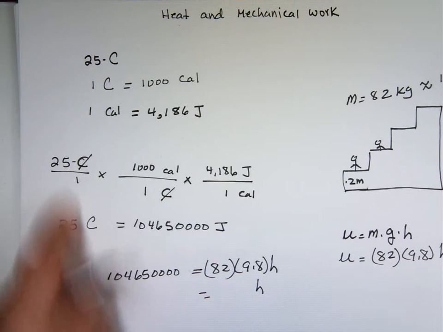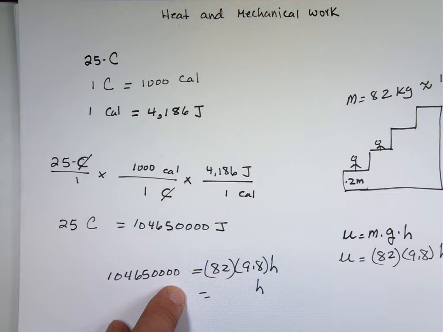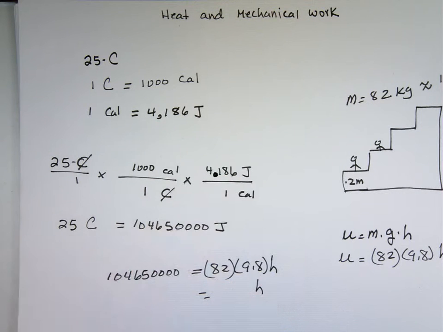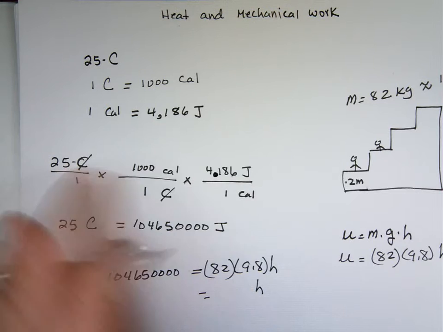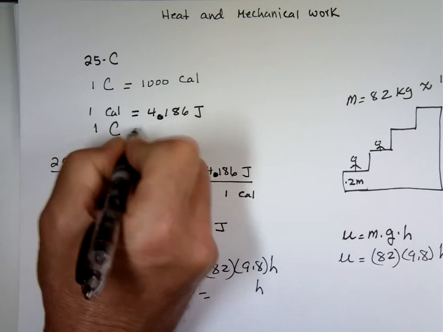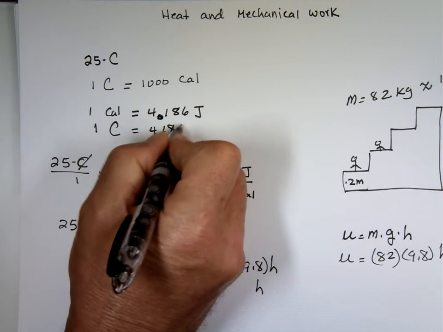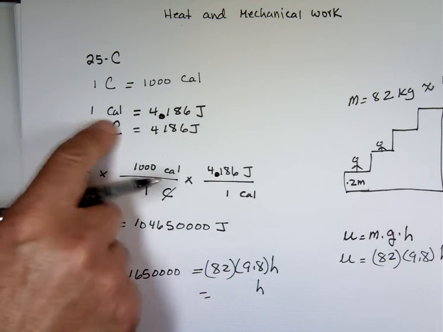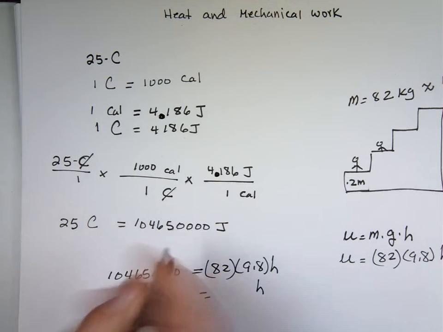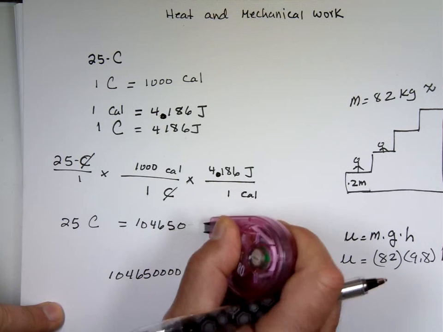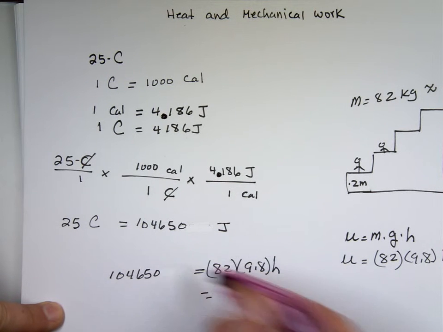No, it should be 104,650 because that 4,186 is 4.186 per thousand. One big Calorie, one capital C, is 4,186 joules. You're right. So 1 calorie, small one, is 4.186. So move the decimal point 3 places. So we lose three zeros here. I'm saying you got to climb a lot of steps here.